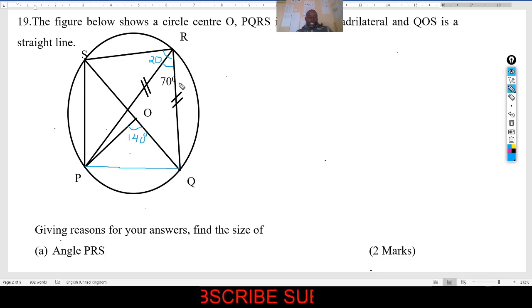If you look at this 70, this side and this side you are told is equal, and that this side and this side is equal. So that means if this is 70, you can get this angle, the base angle of the isosceles triangle. So 180 minus 70, you get 110. 110 divided by 2, this is 55. And this is 55 degrees here.